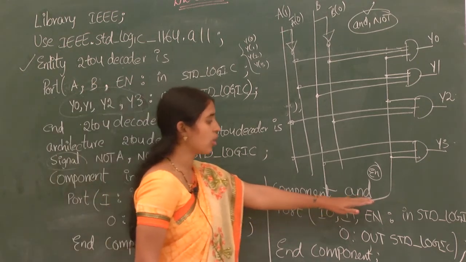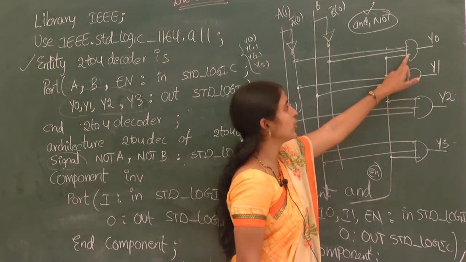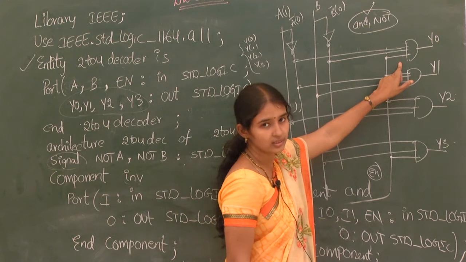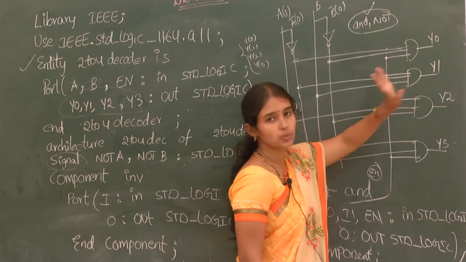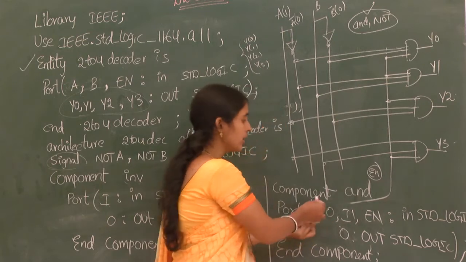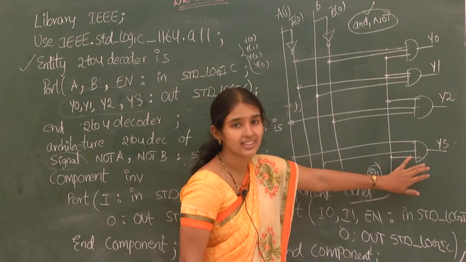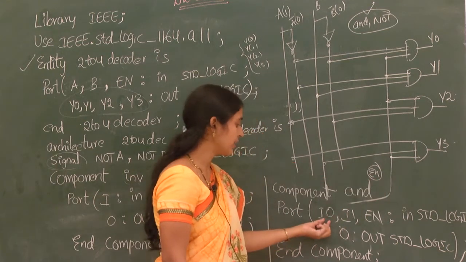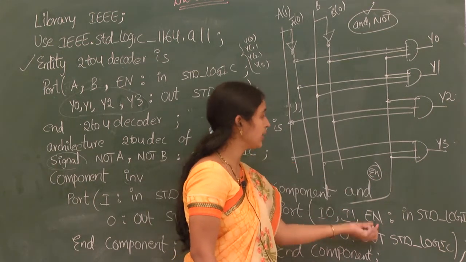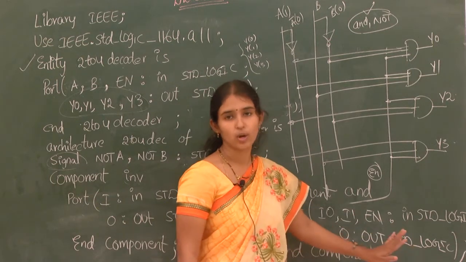Suppose here it is a component AND gate. What is the AND gate you are using here? You are using a 3 input AND gate: 3 inputs and 1 output. You can use a 4 input AND gate also, or a 5 input AND gate also, but here I am using 3 input AND gates. So I specify here I0, I1 and enable as my inputs, where O is your output.